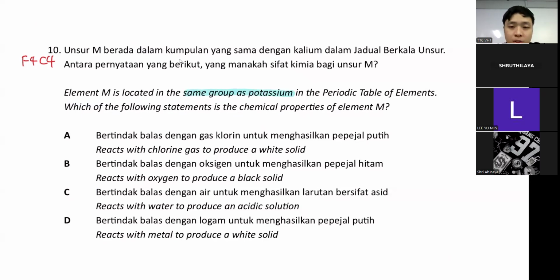What is the group of potassium? Kalium. Kalium is group 1. Okay. Kumpulan 1. So same group as potassium, group 1. So let's see. Group 1, what can you do? A can react with chlorine gas to produce white solid. Actually, A is correct.